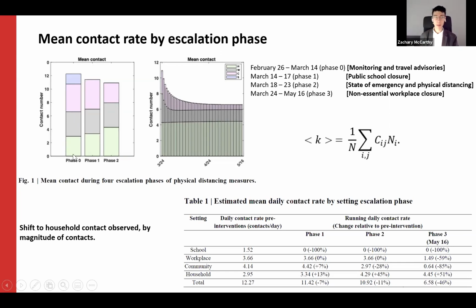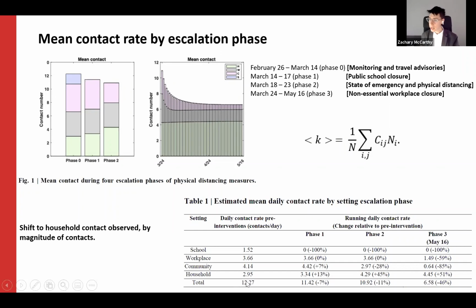Now on this left-hand panel here, we can see a graph for the mixing in 4 different phases. So we have the household, workplace, community, and school mixing by average contact number. And then in the remaining phases, so in the 3rd phase of escalation here, notice we have time dependence. The community contact drops exponentially, as well as the workplace contact. And it's interesting here, the household contact is not altered substantially. So by contact number, we also see a shift to the household.